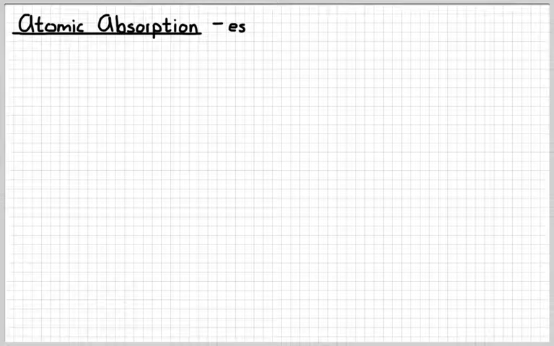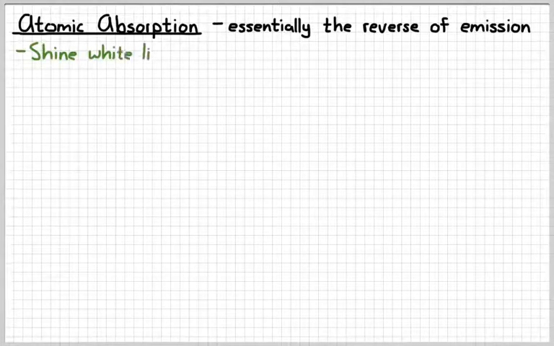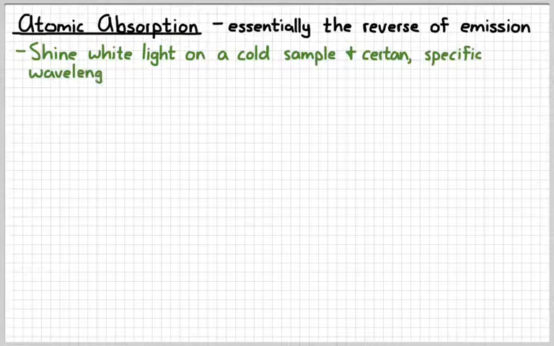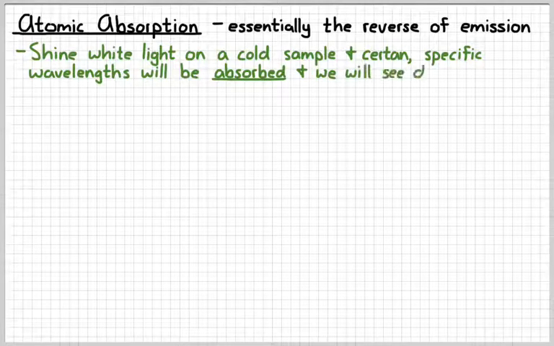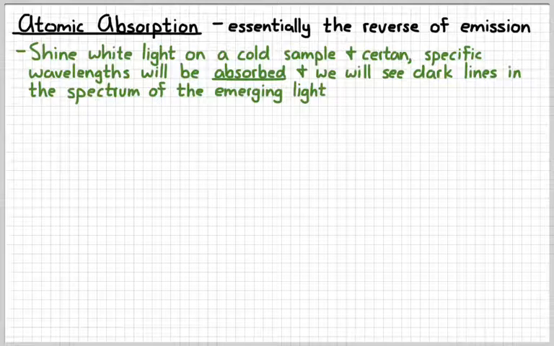The absorption of light kind of works in the reverse of the process of emission. It might look kind of like this. If you take just white light, like from a light bulb, and you shine it on a cold sample of atoms, certain specific wavelengths of light are going to be absorbed. And if we take the light that emerges from the other side, and again separate it into a spectrum, we're going to notice lines that are missing. Like we'll see dark lines.